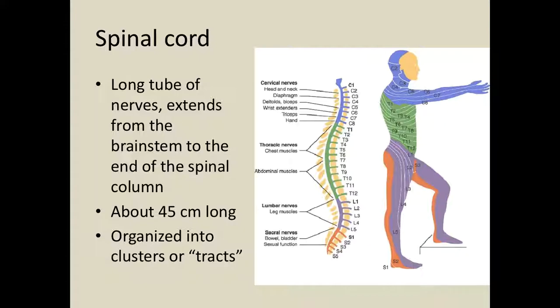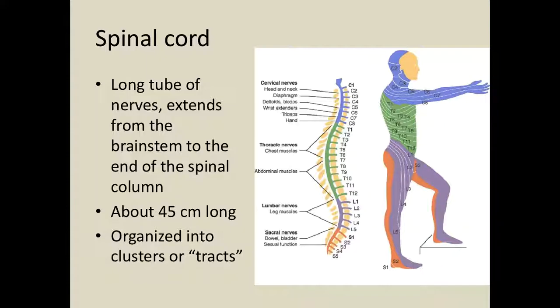For your spinal cord, after it leaves your brain, we know it goes all the way down to the end, and then smaller nerves branch out. It's about 45 centimeters long in total. Of course, that depends on how tall you are.